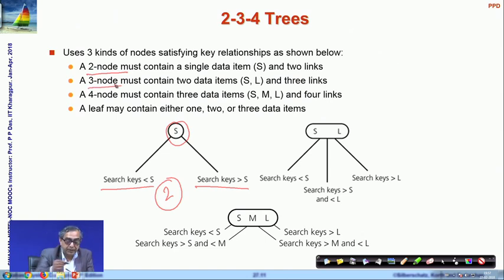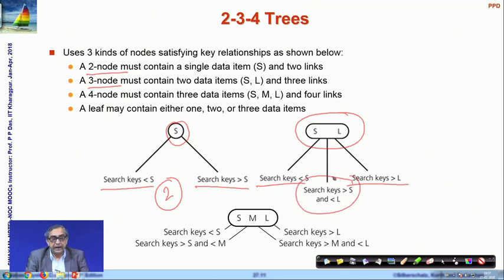A second type of node is a 3 node, which must contain 2 data items, we are calling them S and L, and 3 links. The first is less than S, the last is greater than L, and the middle is greater than S but less than L. Which means what we enforce on the 2 keys at the node is that S must be less than L. So, values less than S go on the first link, values between S and L go on the middle link, and values greater than L go on the third link.